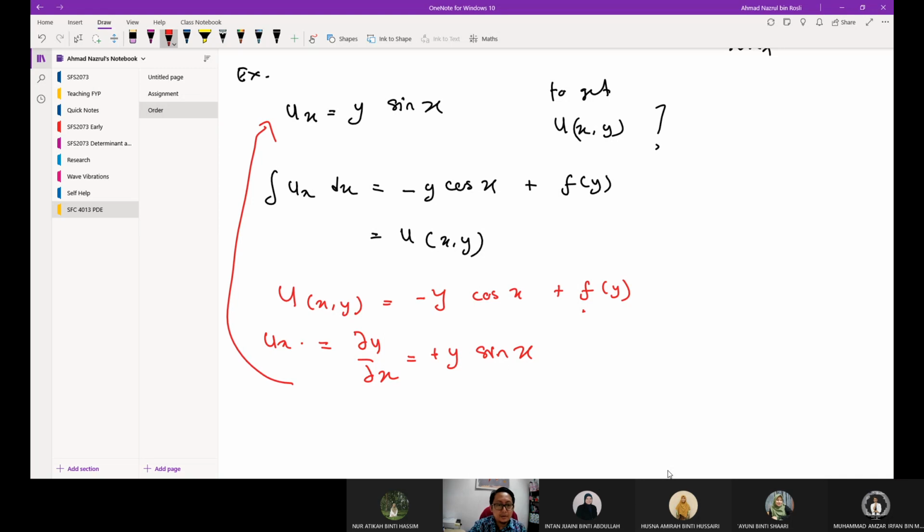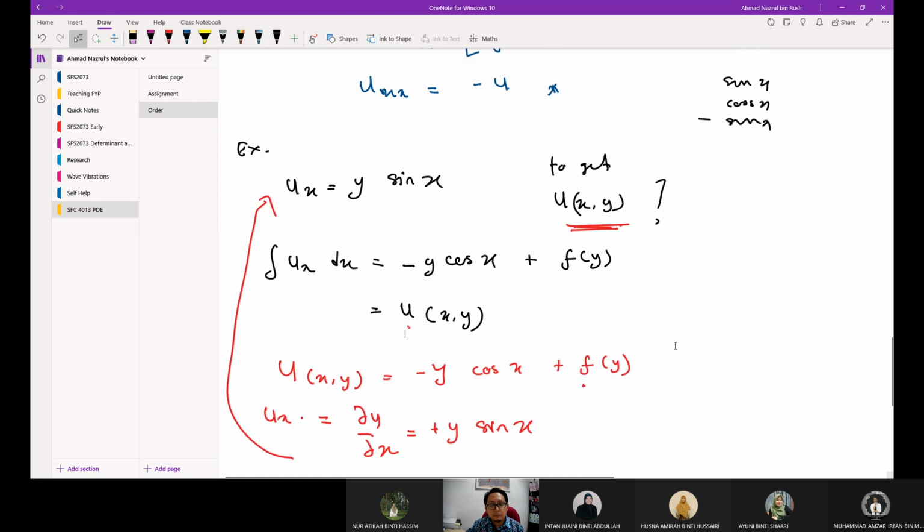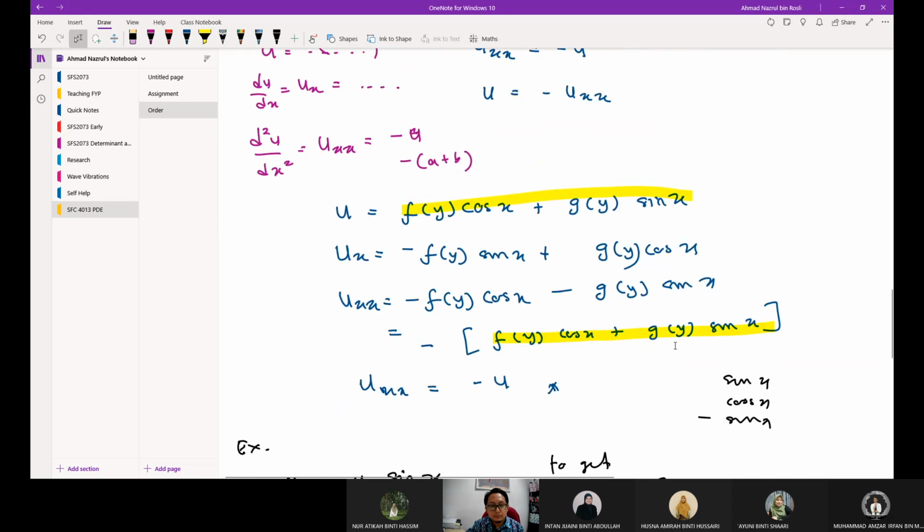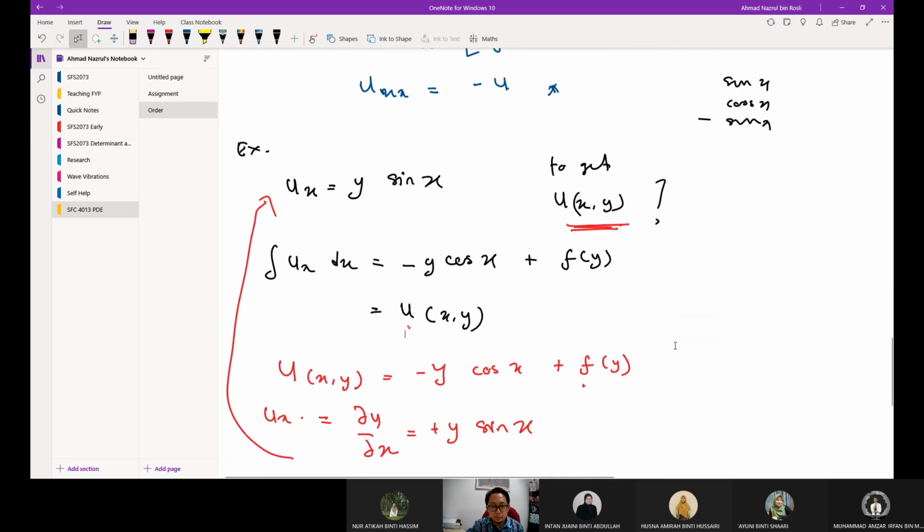So dia pergi balik lah. From the u_x, find u. If you can get the value of your u, find the u_x again. Can dapat ke tidak? Kalau dapat maknanya betul lah jawapan. Same goes to here. Okay, so ni semua untuk proof je.